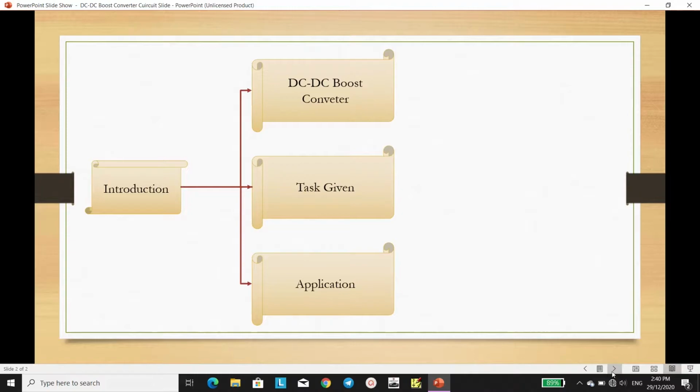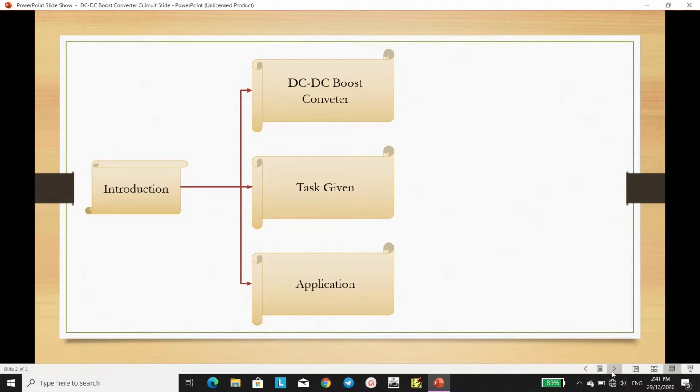One of the tasks given is the principle of operation. The key principle that drives the boost converter is the tendency of an inductor to resist change in the current by either increasing or decreasing the energy stored in the inductor's magnetic field. In a boost converter, the output voltage is always higher than the input voltage.